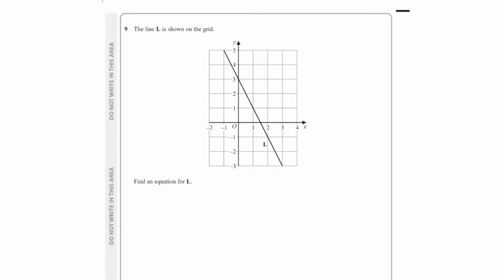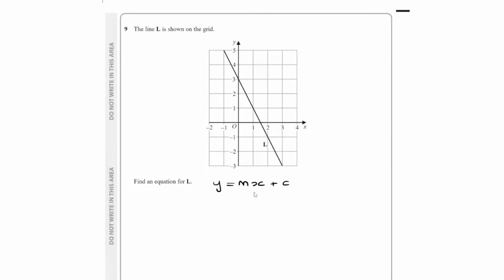Okay, question 9. The line L is shown on the grid. Find an equation for the line. So yeah, really nice question, this one. Straight lines are always in the format, it might be rearranged, but this is the basic format, isn't it? Of y equals mx plus c. So we need to know m and we need to know c.